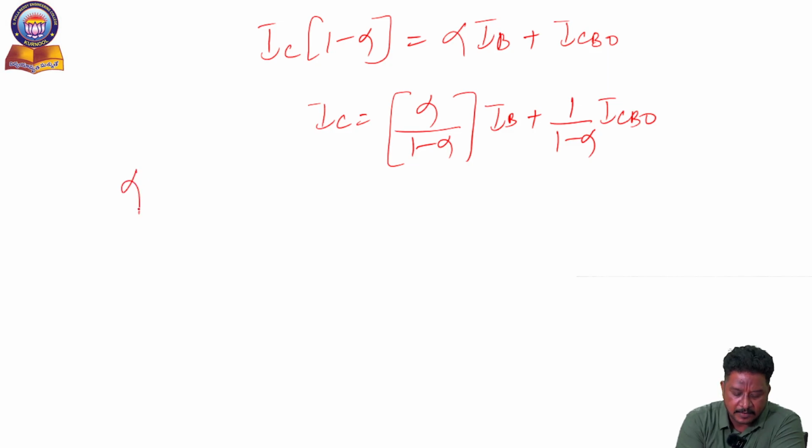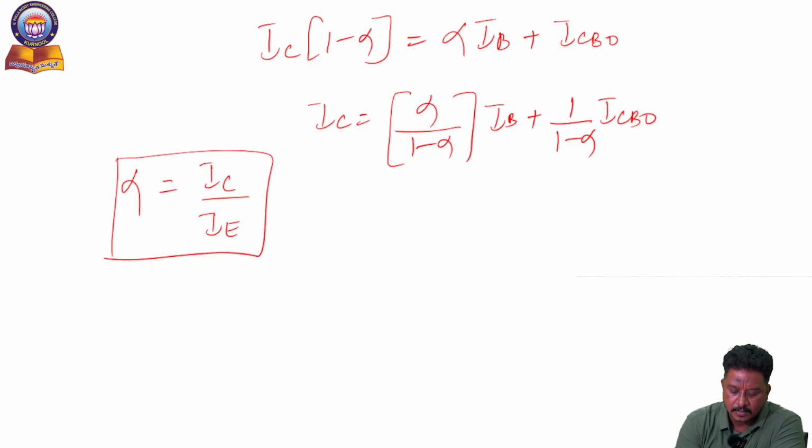where alpha defines the amplification factor of common base configuration, the output current by input current. In common base configuration, according to alpha, the output current is IC and the input current is IE. From the common emitter configuration, the amplification factor is beta. In common emitter configuration, the output current is IC and the input current is IB.